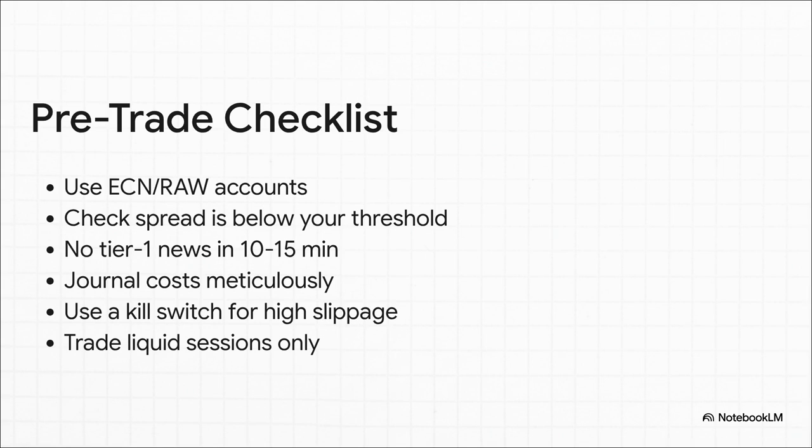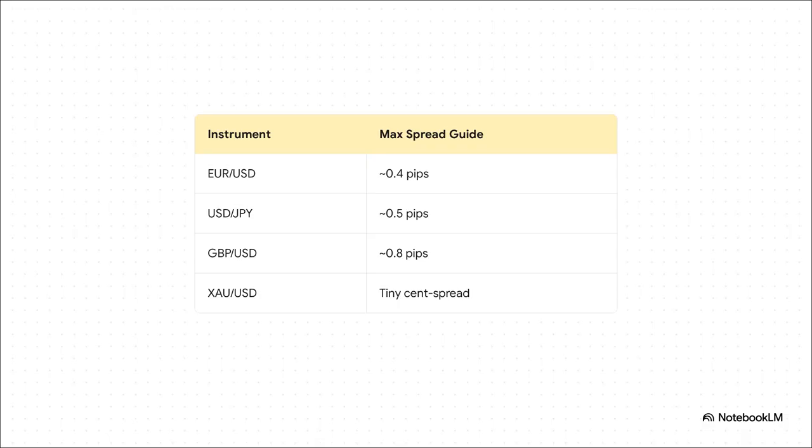These are your guardrails. Now to get you started, here is a general guide for maximum spreads. And look, these are not rigid, set-in-stone rules, but they're a good baseline you should test with your own broker. For example, if you see the spread on euro/dollar creeping above 0.4 pips during the main session, that's a big warning sign to just be patient and wait for better conditions to come to you.